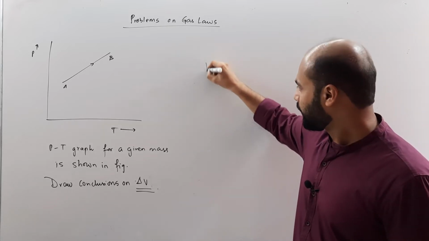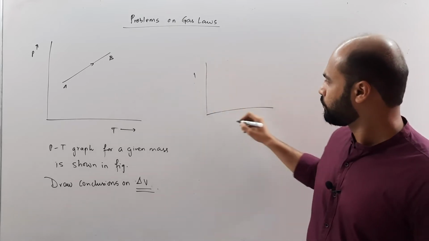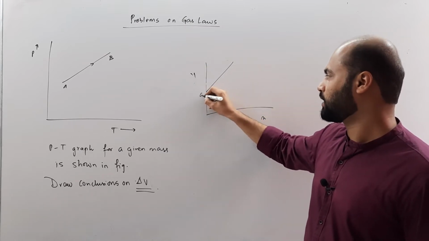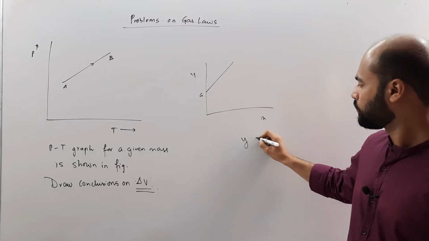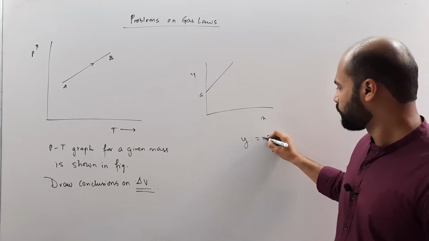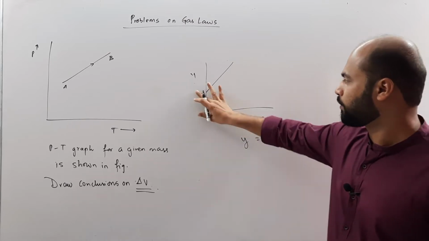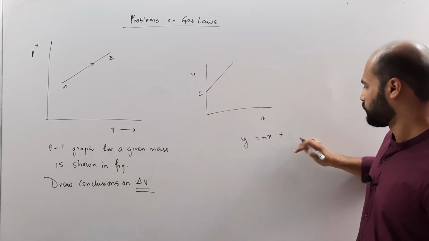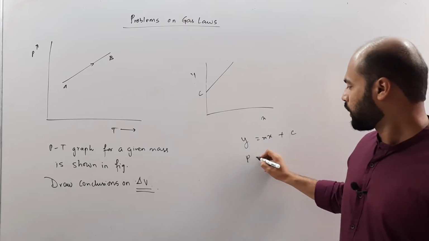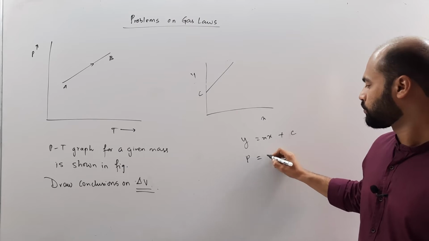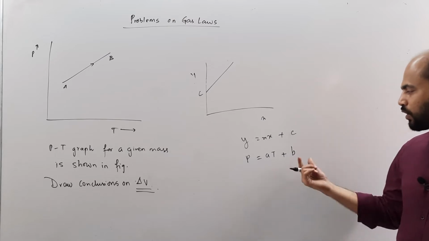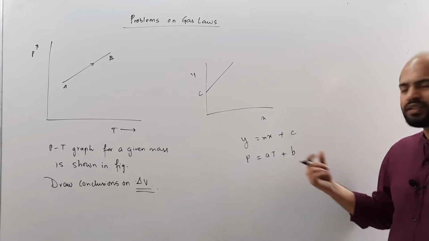Any graph of this form, where this is y and this is x, and this intercept quantity is, let's say, A, we can say that y is equal to some slope times x plus a constant C. Y equals mx plus C is the famous form of the graph. Similarly, we can say that here the graph can be of the form P equals A times T plus B, where B is a constant and A is the slope of that graph. Now, what is the slope of this graph?